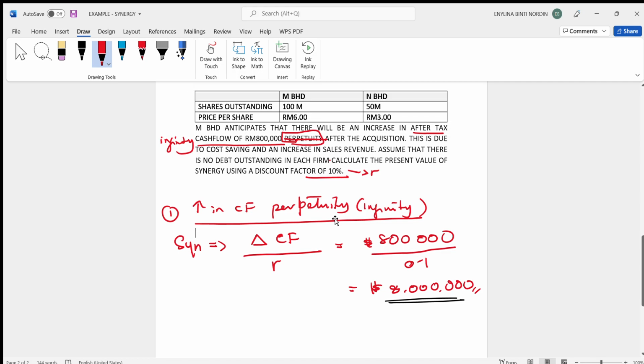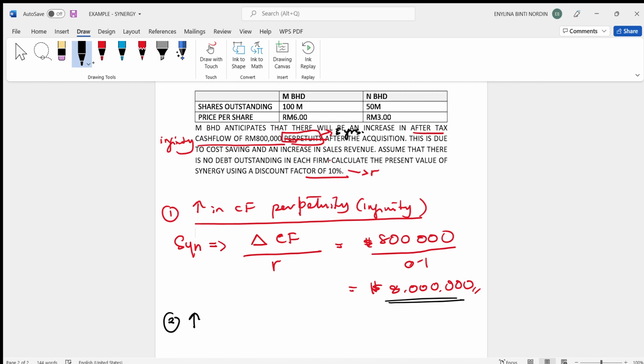Okay, now what if, the question here, I replace the word perpetuity with a number of years. Let's say I change it to 5 years. That means it is expected that the increase in cash flow after tax of 800,000 ringgit is expected to be earned for 5 years. So how are we going to calculate the synergy?